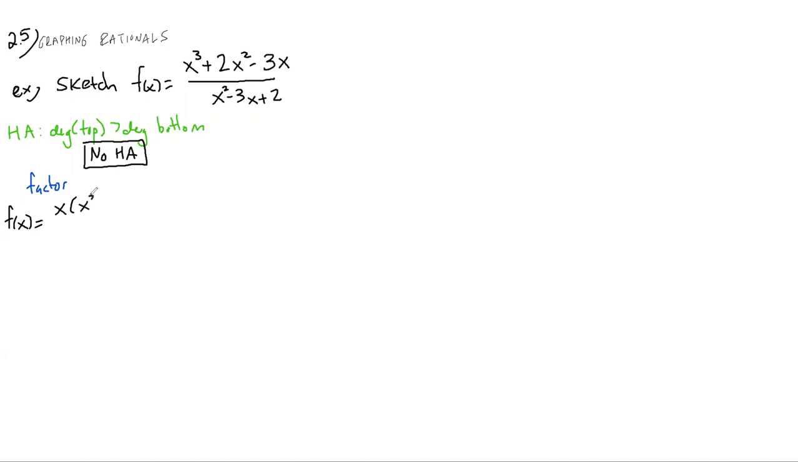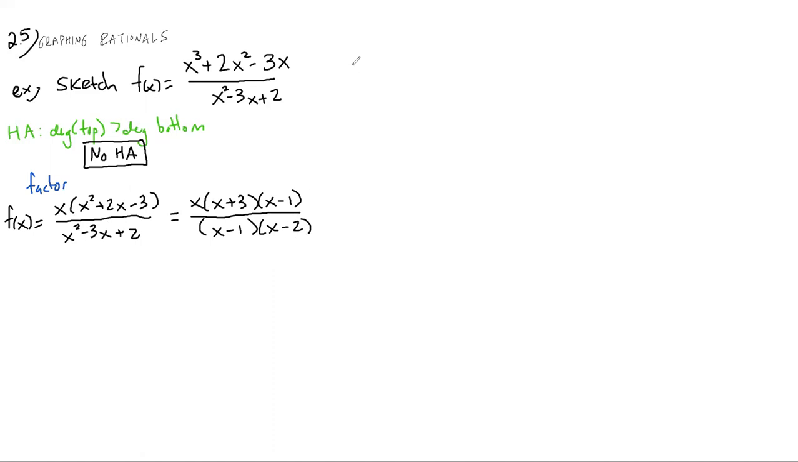So I'll have x times x squared plus 2x minus 3 over x squared minus 3x plus 2. And so this should factor to x plus 3, x minus 1. And the bottom is x minus 1, x minus 2. And so notice that we do get that cancellation of the minus 1s. And if you recall, that tells us that there is a hole.